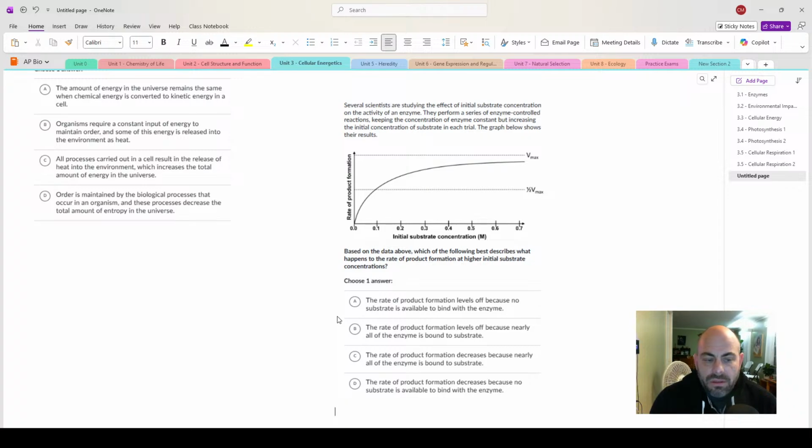And so what are we asked to look for? Appreciate that vote of confidence. So what are we being asked to look for here based on the data above? Which of the following best describes what happens to the rate of product formation at higher initial substrate concentrations?